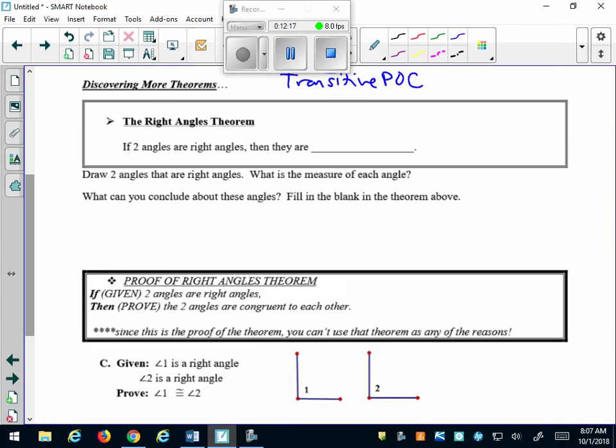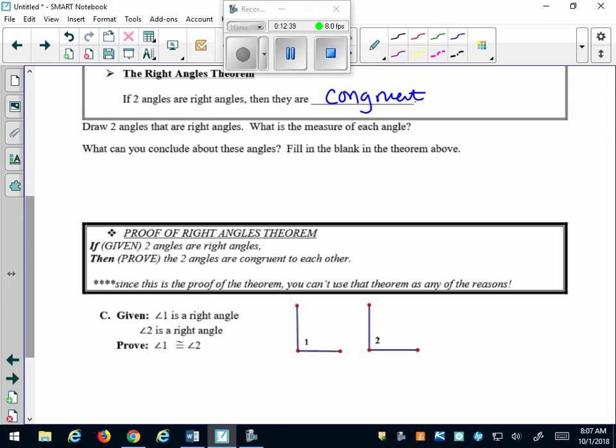Okay, so there's more theorems that we are going to be able to prove and use. The right angles theorem is a very popular theorem. If two angles are right angles, then they are congruent. So whenever you are given or have discovered that two angles are right, you can automatically say that they're congruent using this theorem.